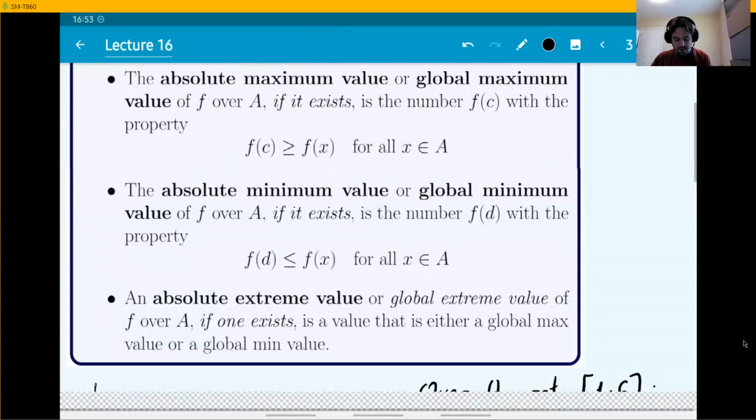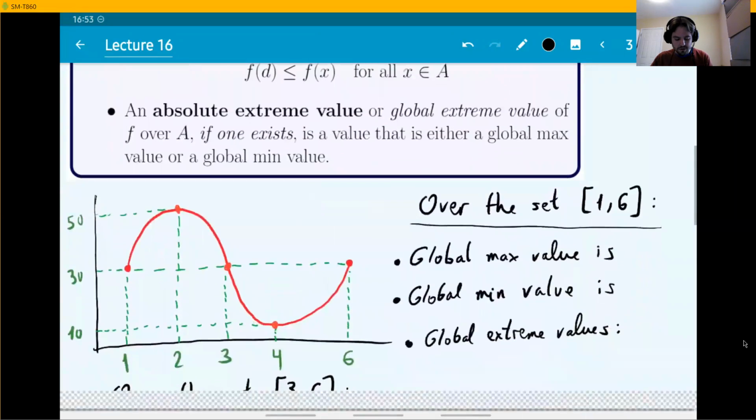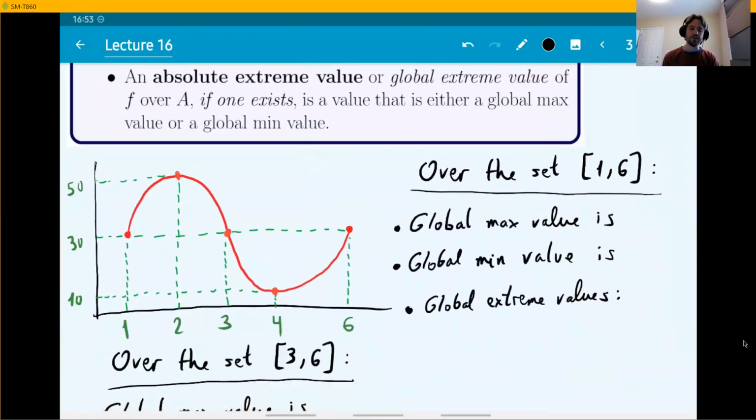So let's just go over a few graphical examples, and we can make sure that we understand what is meant here. The key idea is that the word value means the values of the function. So it means that you're going to be looking on the y-axis. Those are the values of the function.